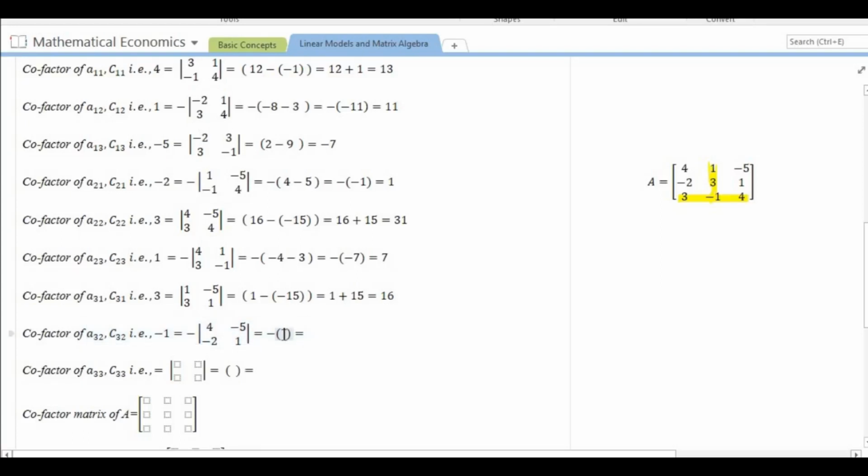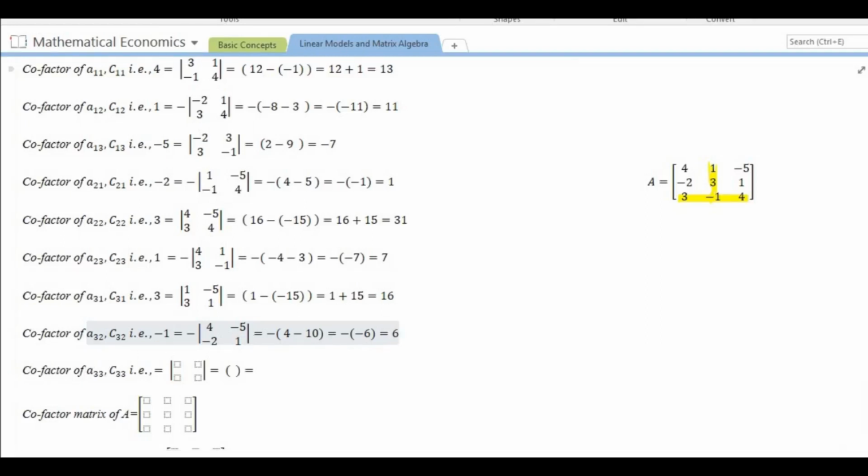4 times 1 is 4. Minus 2 times 5 is minus times minus is plus, but there's a negative sign in the middle. So 2 times 5 equal 10, minus 4 minus 10 equal minus 6. So we have plus 6.